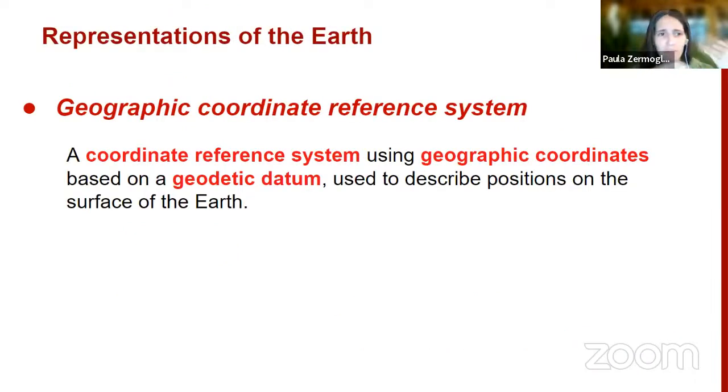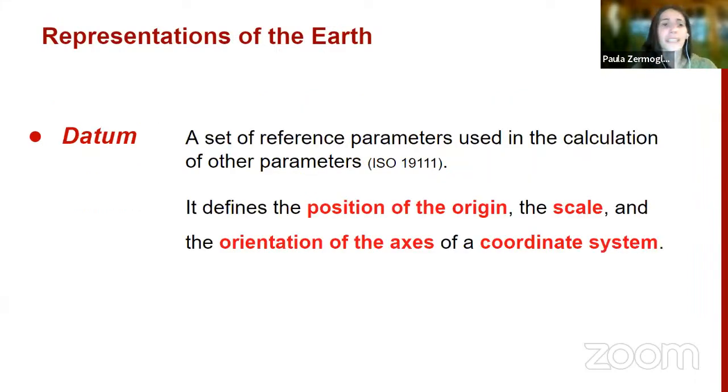Now, going back to the coordinate reference system, geographic coordinate reference system, we were saying it is a coordinate reference system that uses geographic coordinates, latitude and longitude, and it's based on a geodetic datum. And what is a geodetic datum? Well, let's start with what is a datum alone. A datum is just a set of reference parameters that we use to calculate other parameters. This is pretty broad, but this is how it is.